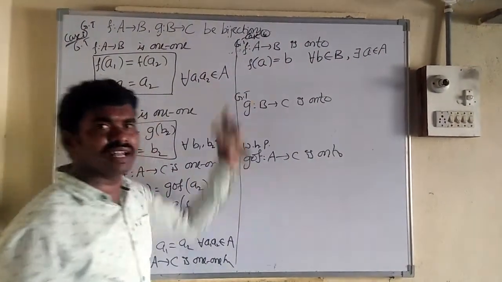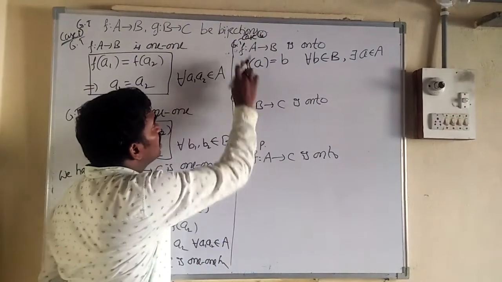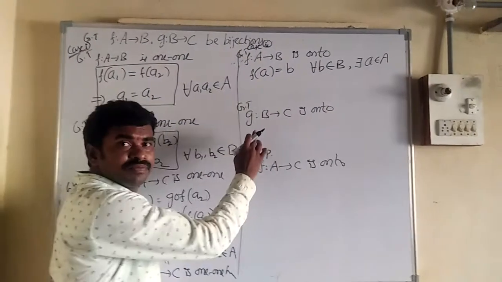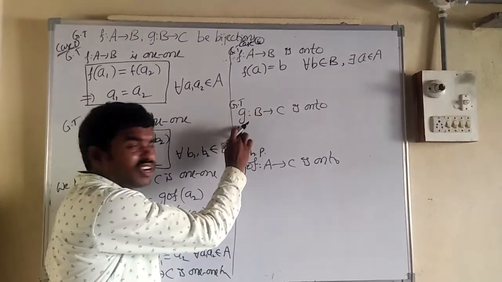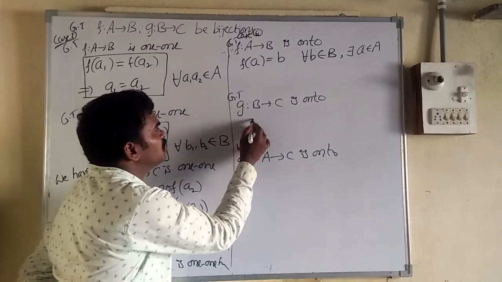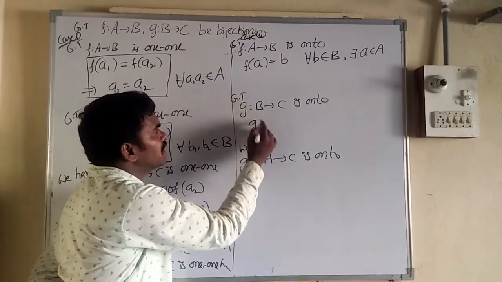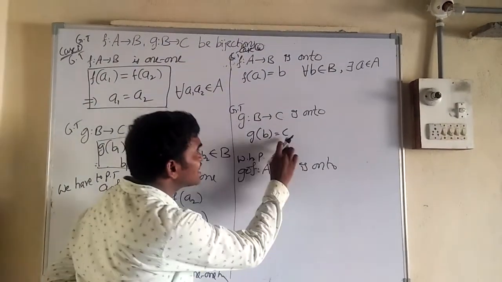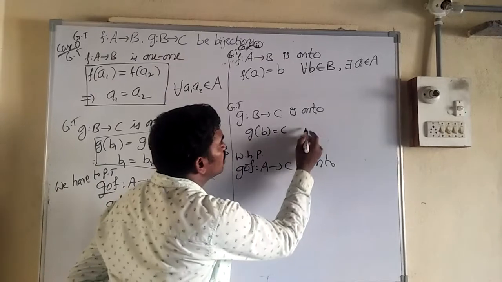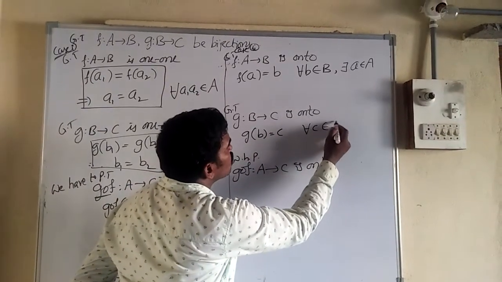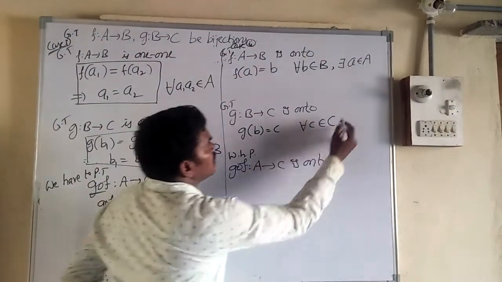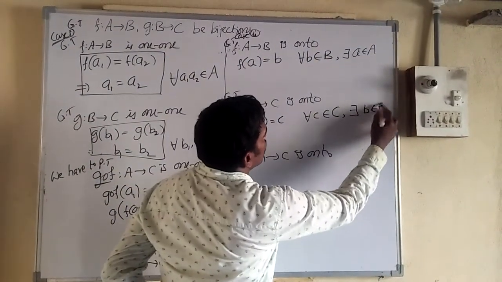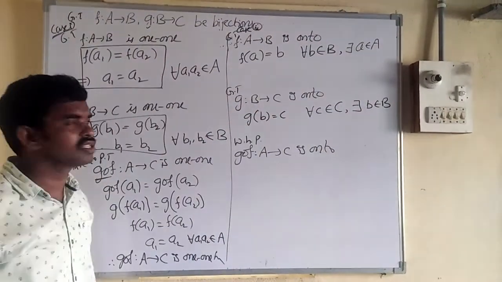So tell me, similarly, if F of small a equal to small b is written, what is the function? G. Yes, very good. So G of, what is the domain? B. So G of small b equal to small c. What is C? For all small c belongs to capital C, there exists small b belongs to capital B. These are the onto definitions. Okay?